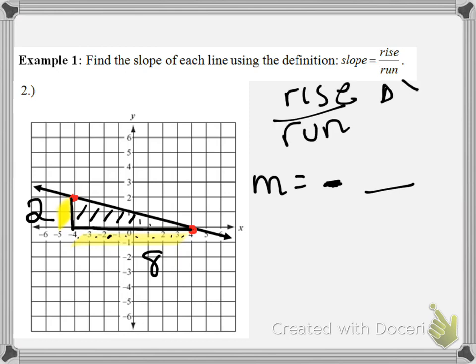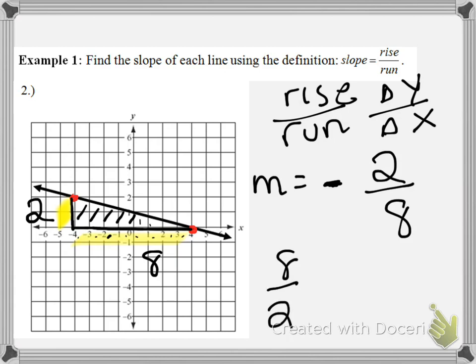Change of y over the change of x. It's going to be 2 over 8. Please don't put 8 over 2 because that's different, right? This is x over y. Don't do that. Don't mix it up. That's a mistake a lot of kids make. Make sure it's the rise over the run.